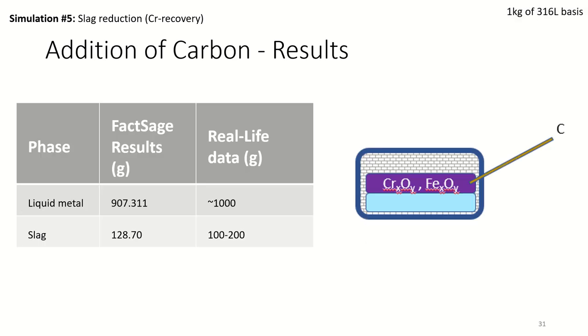But this number could increase if we would increase the amount of carbon injected. Another thing we can do is to refer back to our mass balance for our outputs. So in total, adding the mass of the liquid metals in the last two simulations, we have 907.311 grams of liquid steel versus 1,000 grams, which can be explained by the low chromium recovery as well as the oxidation of impurities. Then the slag phase respects the data interval with 128.70 grams.